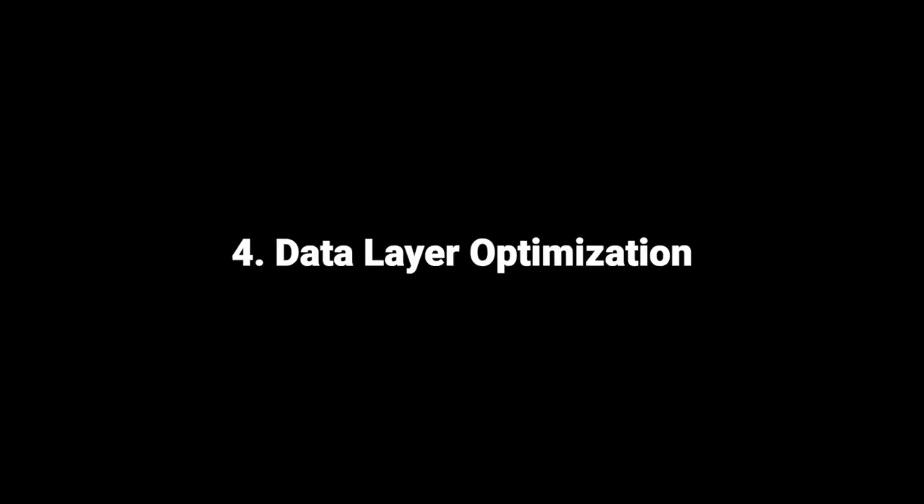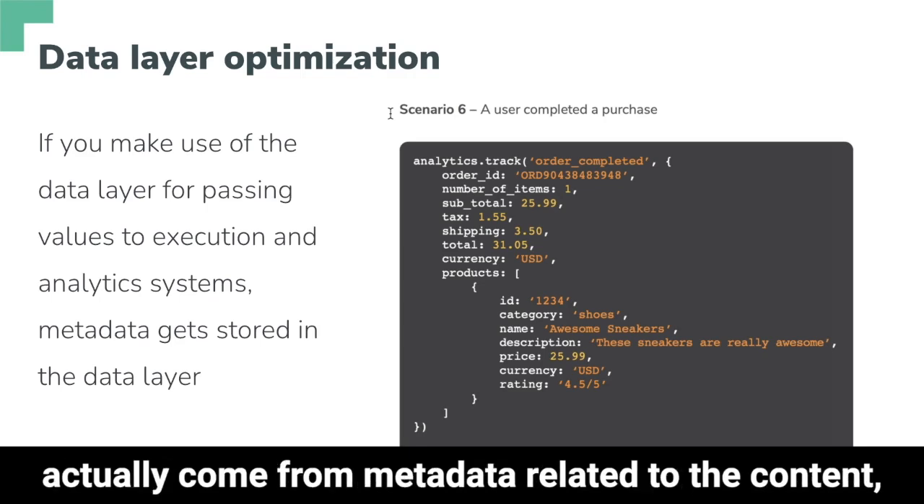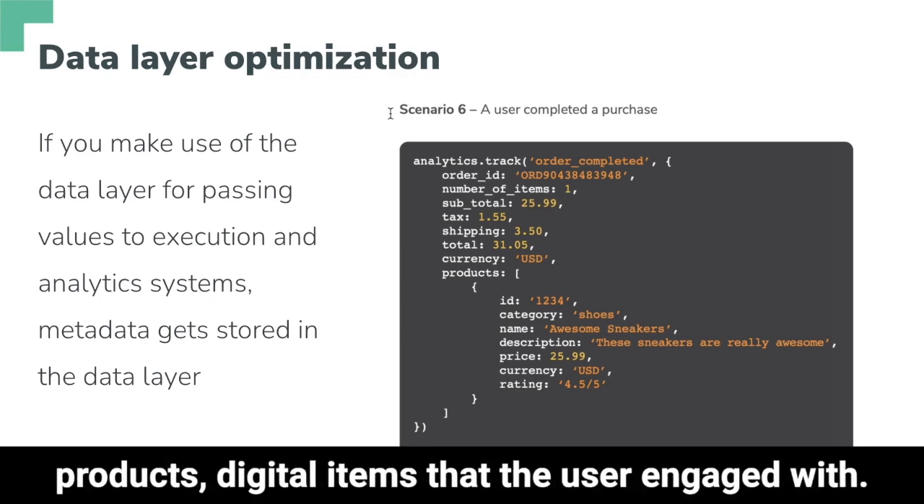Next is data layer optimization. As sites become more interactive, we're going to require more event-based tracking, customer journey analytics, which requires the respective data to really capture details of the user engagement. A lot of these details and variables that get stored actually come from metadata related to the content, products, digital item that the user engaged with.